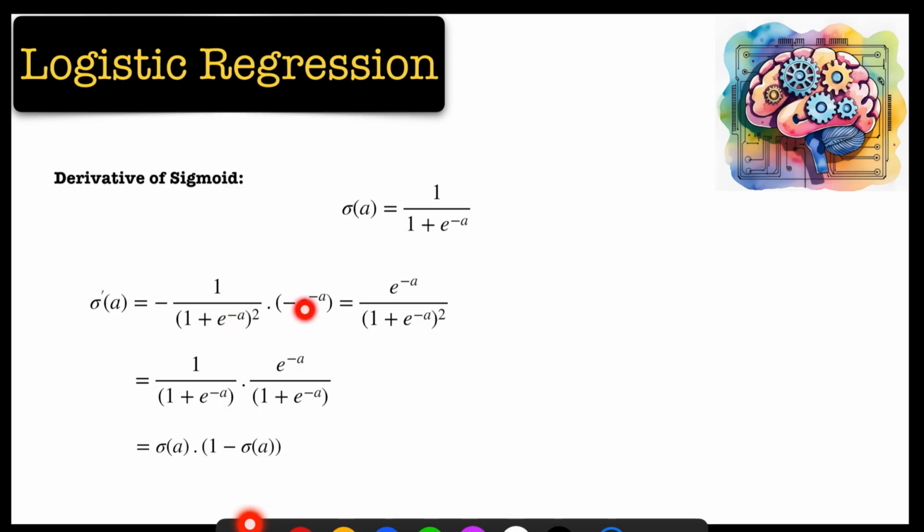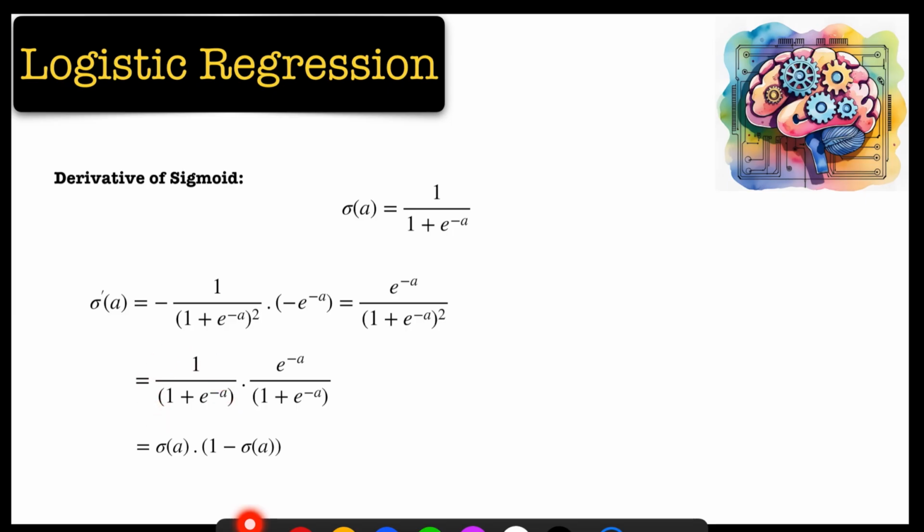So that will be minus e raised to the power minus a. So this is basically this minus and minus, you can cut. So you will get e raised to the power minus a divided by (1 plus e raised to the power minus a) whole square. So you just divide this thing: 1 over (1 plus e raised to the power minus a) times e raised to the power minus a divided by (1 plus e raised to the power minus a).